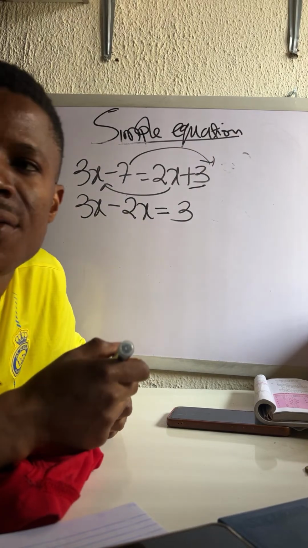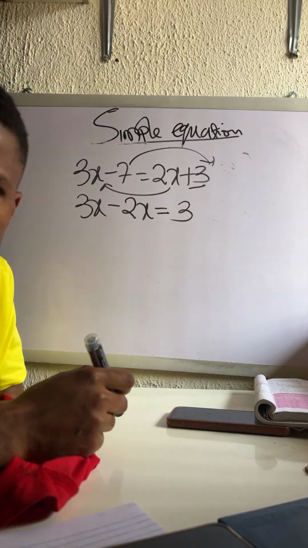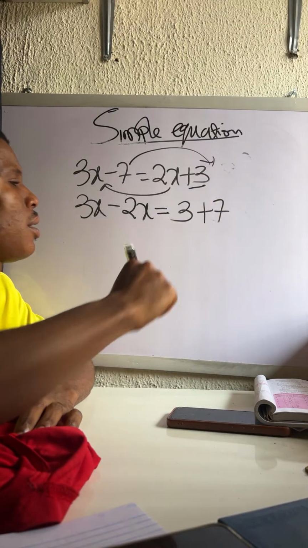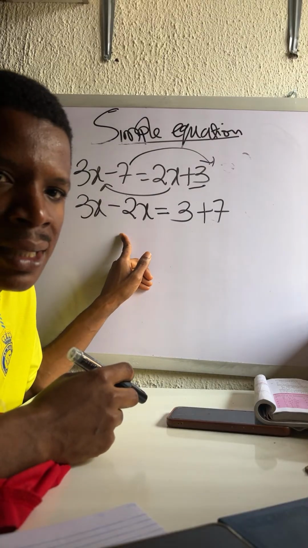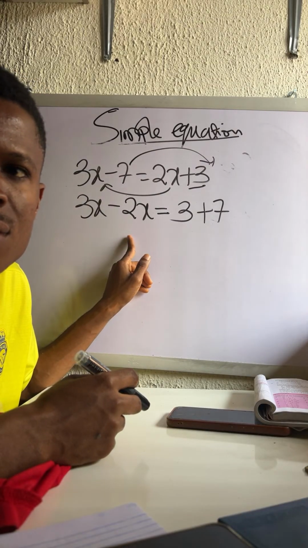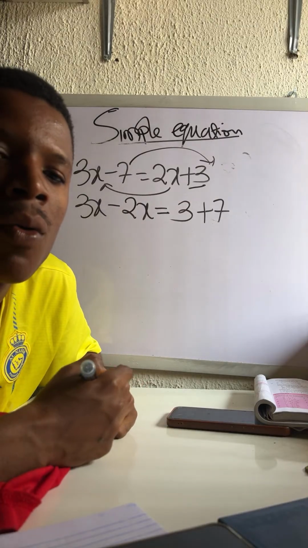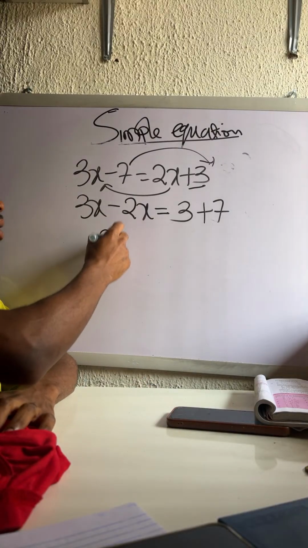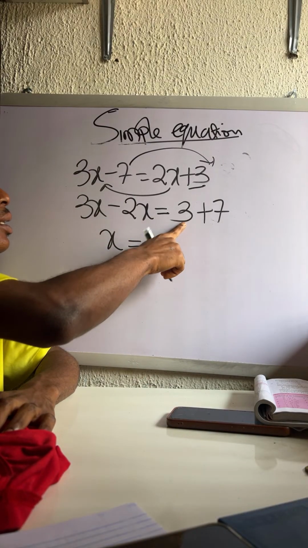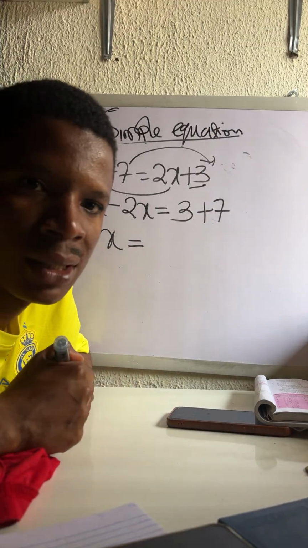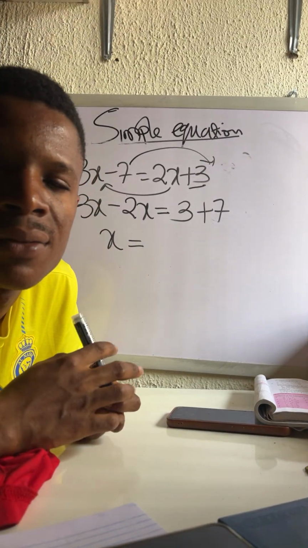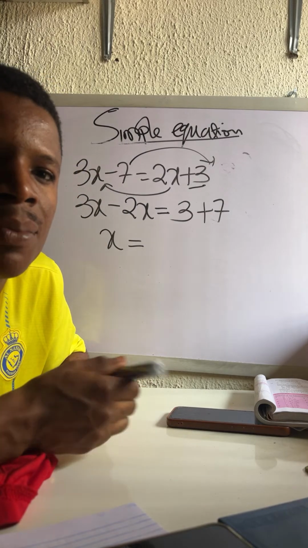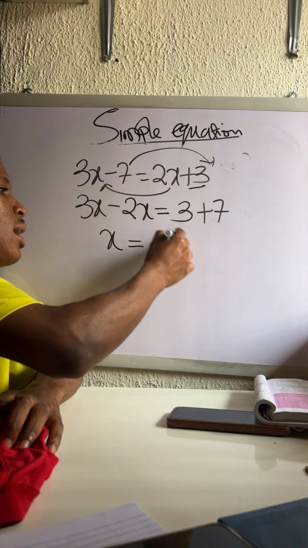If 7 crosses the equality sign, you have it as plus 7. So let me know the value. What's 3x minus 2x? 3x minus 2x is x, and that's equal to 3 plus 7. What is 3 plus 7? 10. So x is actually 10.